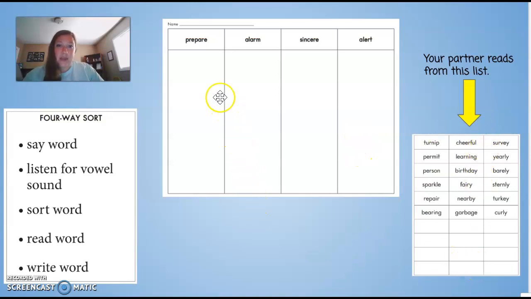Let's look at the paper. We have 4 columns here. We have the word prepare, the word alarm, and the word sincere, and the word alert. Make sure you put your name on this paper.